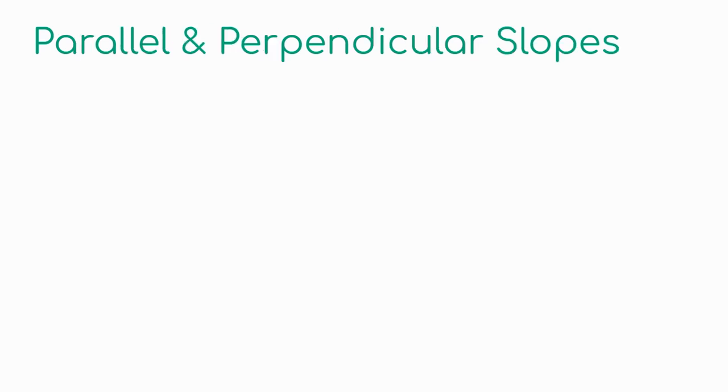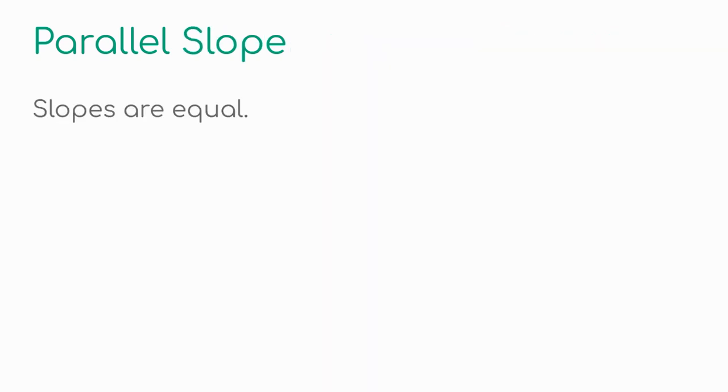So first, let's talk about what it means to be parallel and perpendicular. So if we have parallel lines, their slopes are going to be equal. So for example, if I had a slope of 2/3 and another line with a slope of 2/3, those two lines are going to be parallel. So if you're trying to prove that two sides are parallel, you're trying to prove that their slopes are equal. So you would solve for both of their slopes, see if they're equal. If they are, then the lines are parallel.